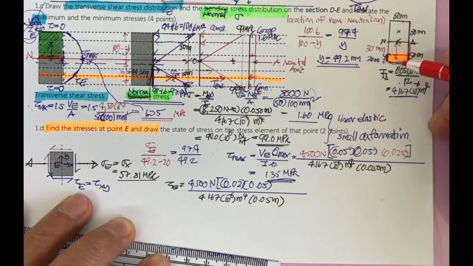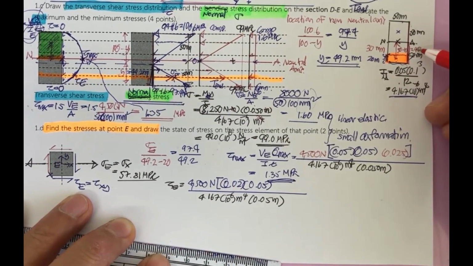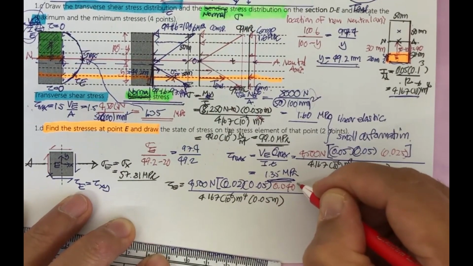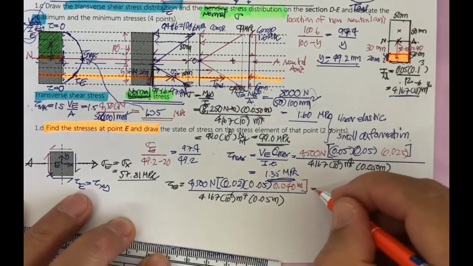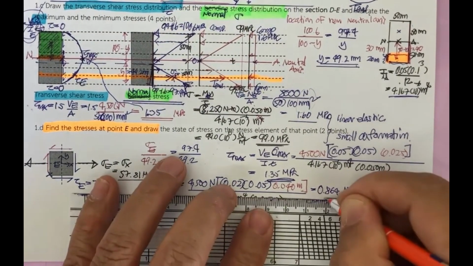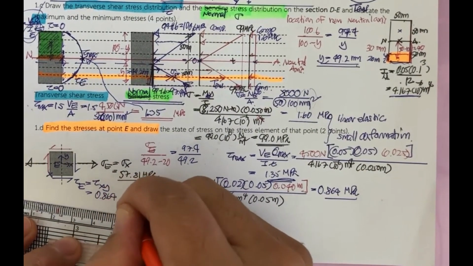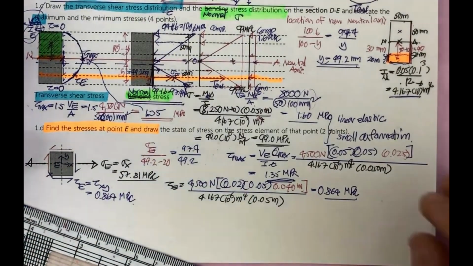This is 20. Half of this here is going to be 10, right? So this is going to be 50, the total, minus this one, minus 10. This is going to be 40. So this is going to be 0.040, and then all of this is going to be in meter. If you push everything in your calculator, this is 0.864 megapascal. Okay, this is going to be your answer, 0.864 megapascal.